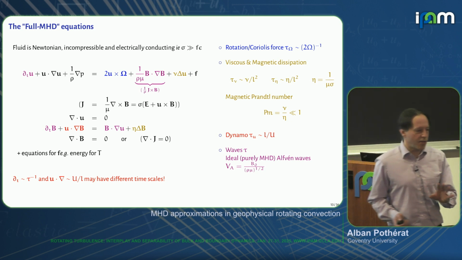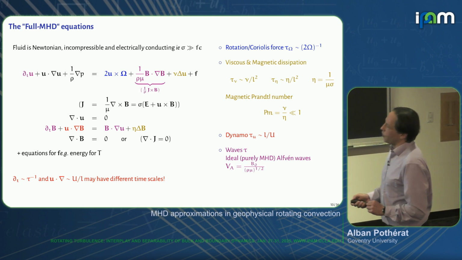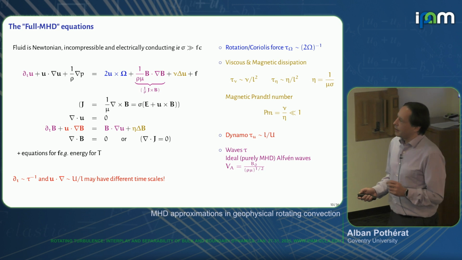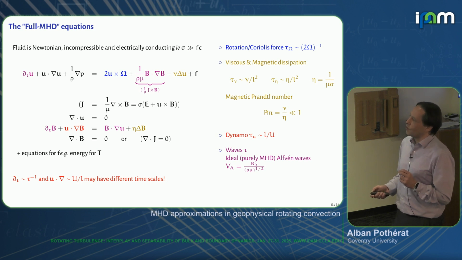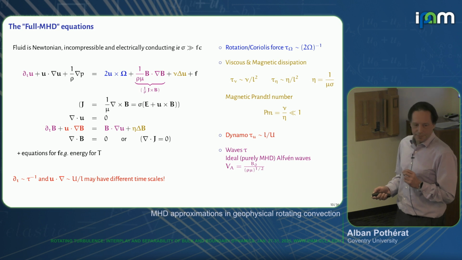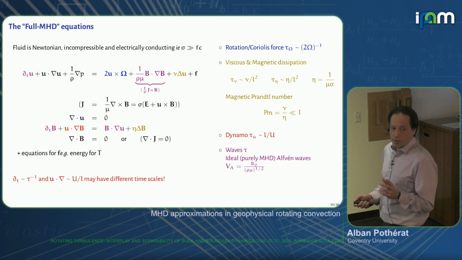So this is purely MHD, no rotation. This is a purely MHD wave, and these are the four terms. If you want to have MHD waves, you will need that term in particular. These two terms are usually easy to get. This one is the one that will give you waves. So if you remove any of these four terms, you lose the waves.